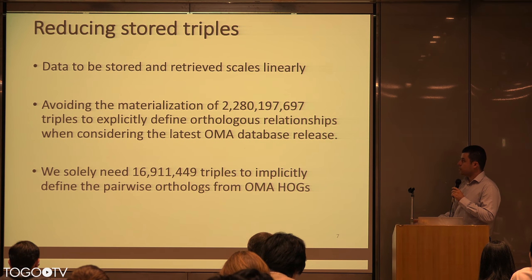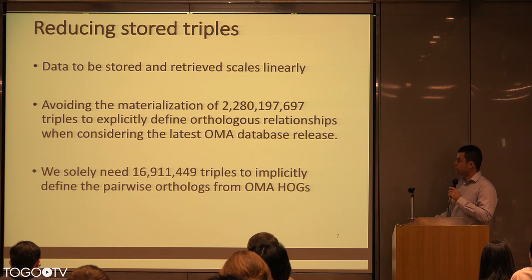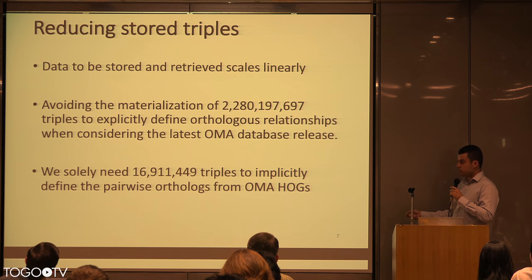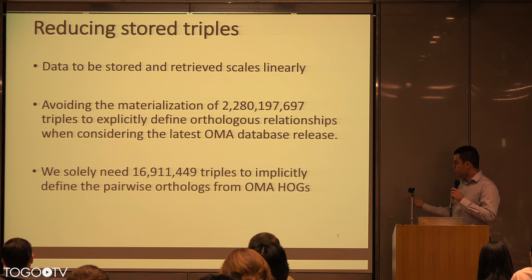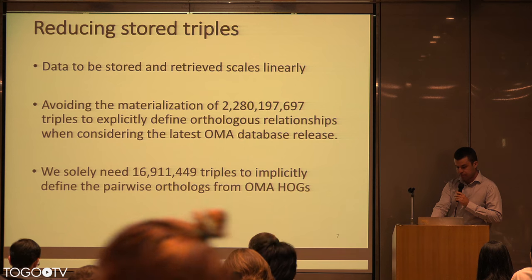By doing so, as a consequence, we can also reduce the number of stored triples. For this specific example, instead of materializing more than 2 billion triples to only represent the is orthologous to relationship, we use that rule that will be triggered during query execution time. For comparison, we only need like 17 million triples to implicitly define these pairwise orthologs by using this hierarchical orthologous group, this kind of tree, to represent the orthology information.